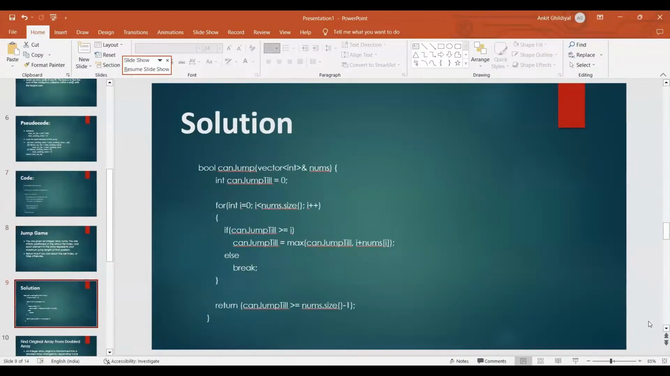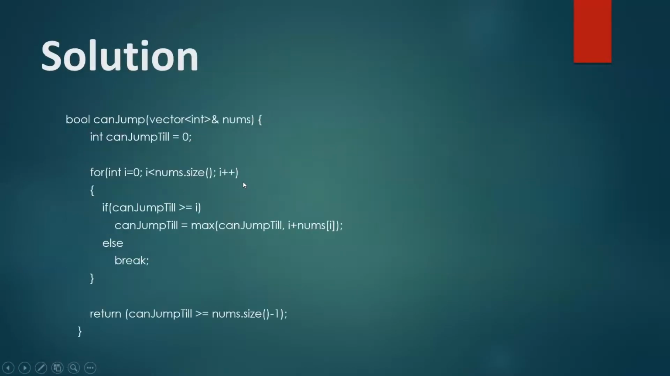See how small the solution is, right? So basically what we are doing: canJump is basically an int over nums. We set canJumpTill equal to 0, and for each of the indices, I'm just checking if canJumpTill is more than or equal to i, then you update this thing. canJumpTill is the maximum of canJumpTill and i plus nums of i. Otherwise, you'll break. Finally, you check that if canJumpTill is more than n minus 1. Here nums dot size is n. So is this thing clear to everyone?